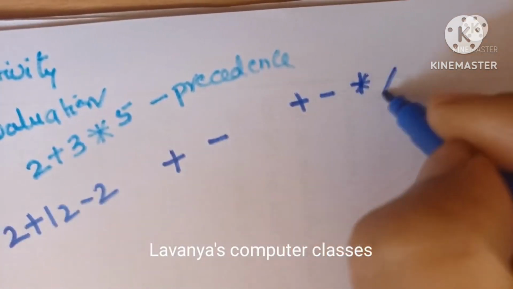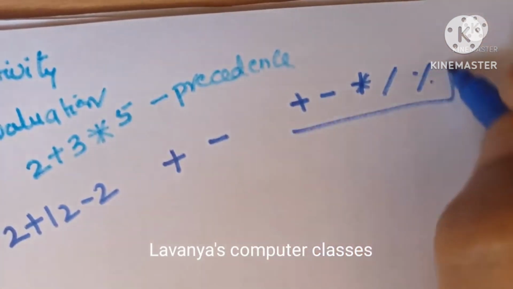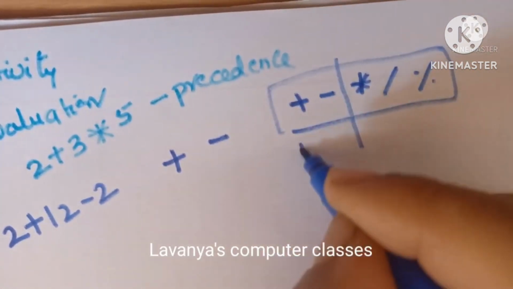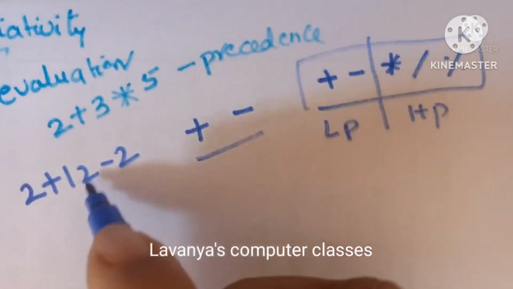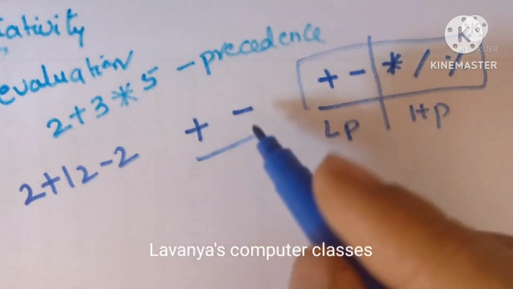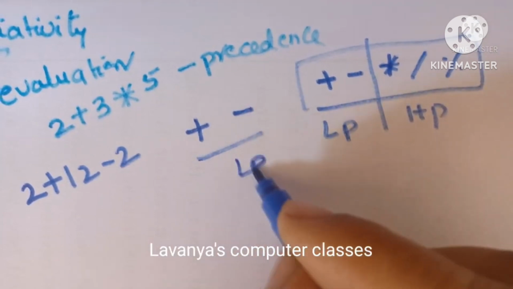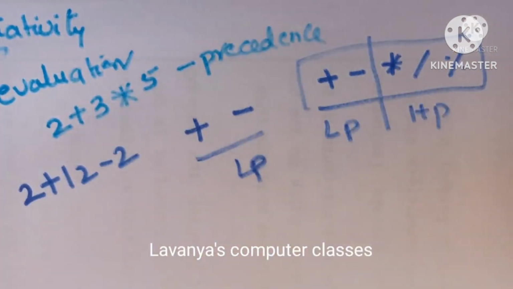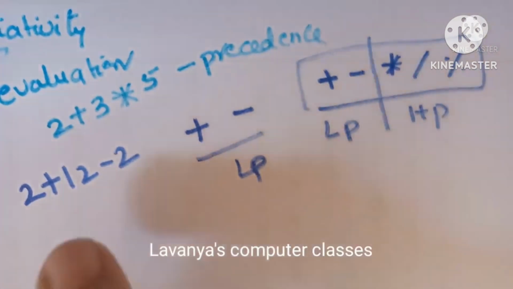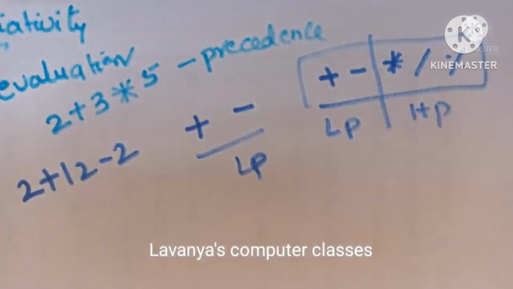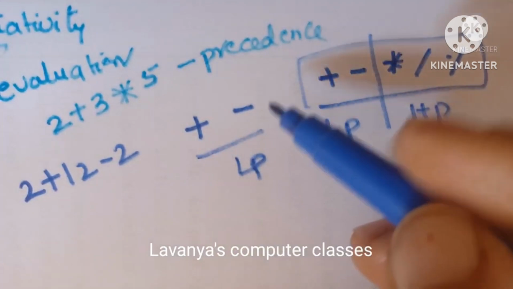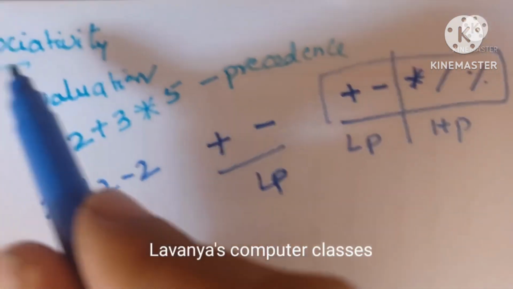So plus, minus, into, slash, mod. Of these five operators, plus and minus are low priority. The remaining ones are all high priority. But in this example, both belong to the low priority operators only. So which one is executed first? That is explained by the concept of associativity. Different levels of operators means precedence; the same level of order is called associativity.